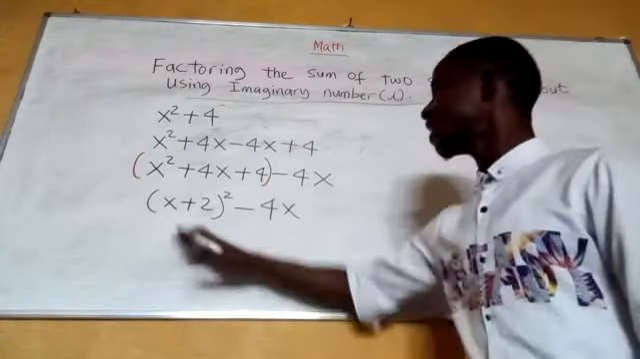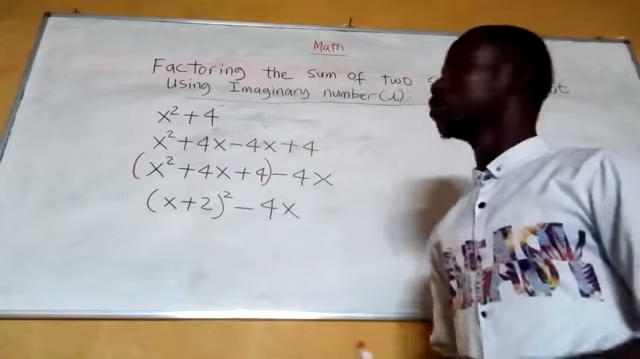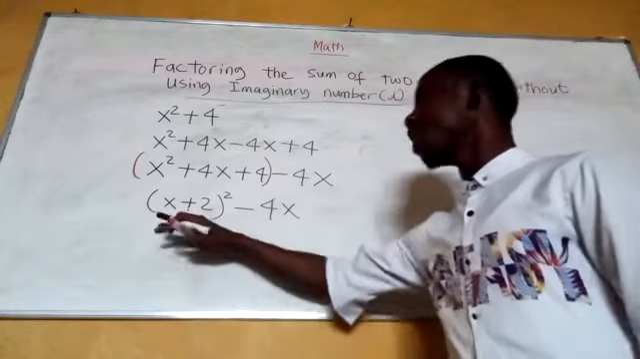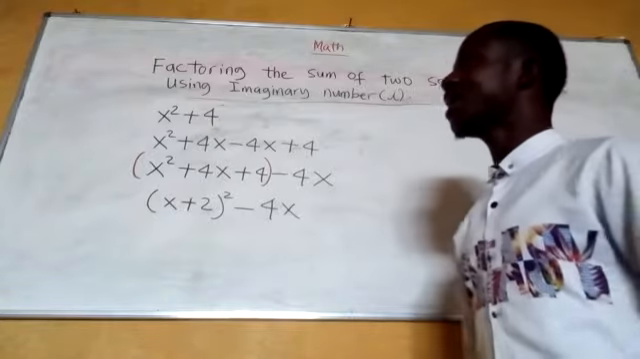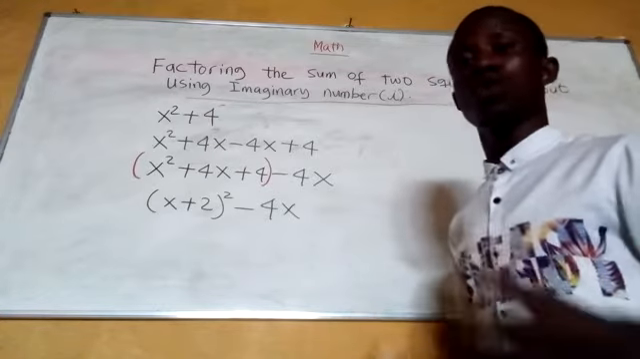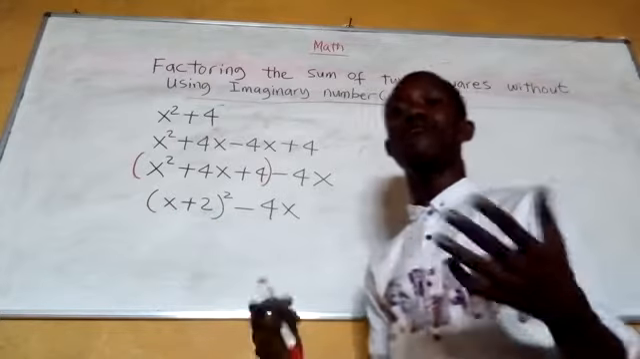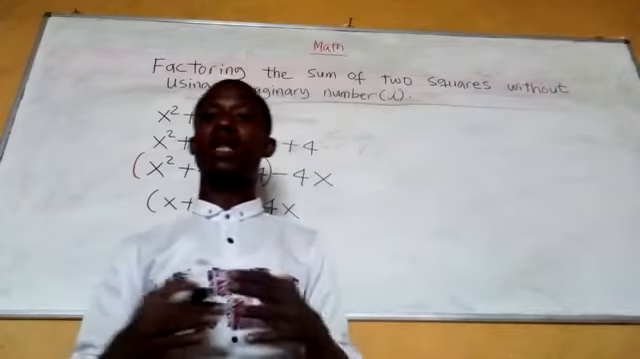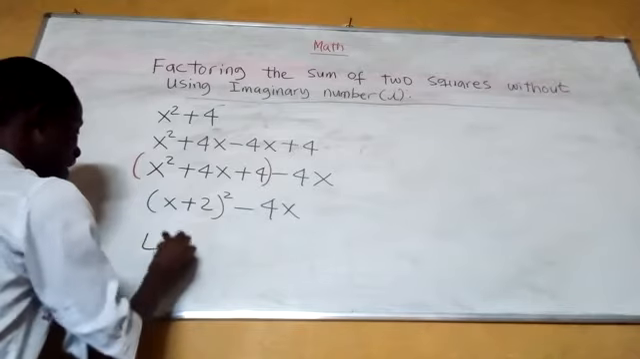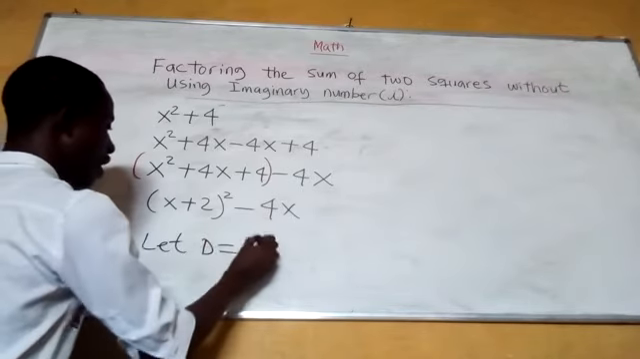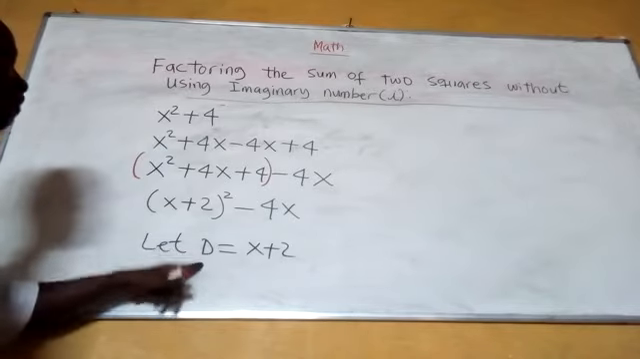We can now see that x plus 2 can be represented by any variable. We cannot use x because x is already prominent, but we can use y, z, or any unknown variable you want. Since my name is Dependable, I will say let d be equal to x plus 2. You can use your initials; mathematicians will not sue you for that. So at this point, where I see x plus 2, I will replace it by d.